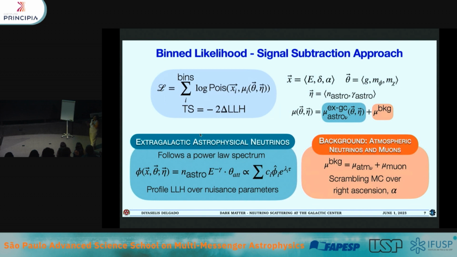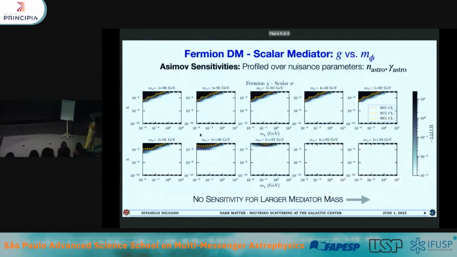In this case, I'm still using Monte Carlo because you have to unblind and there are these procedures. But you scramble your data over right ascension so that you can have this sharp peak or smoking gun signal over your background. Next slide. So this is what the results would look like.